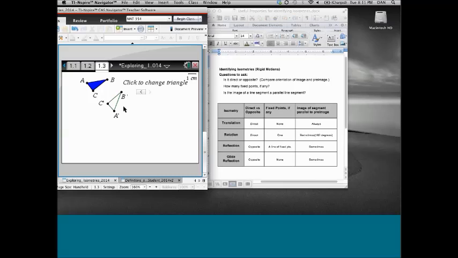A translation is direct and it has no fixed points. And all line segments are parallel to their images, and so forth down there. So if we have that, we can use those questions to specifically identify isometries. All right, so Dan, if you go back to that first triangle.